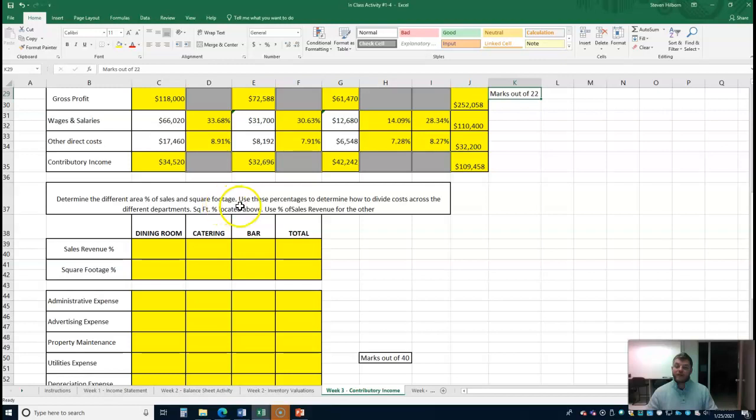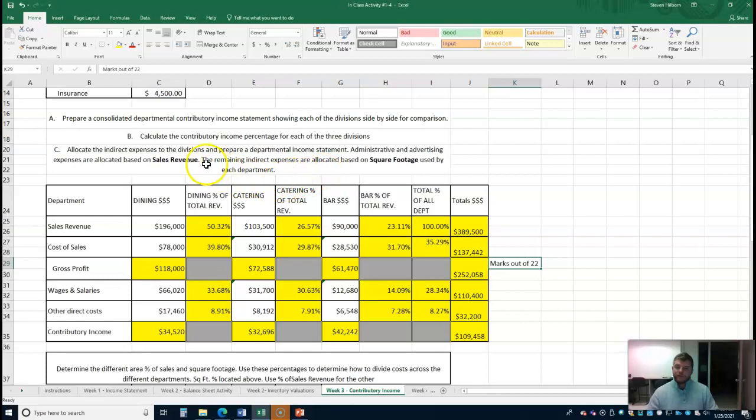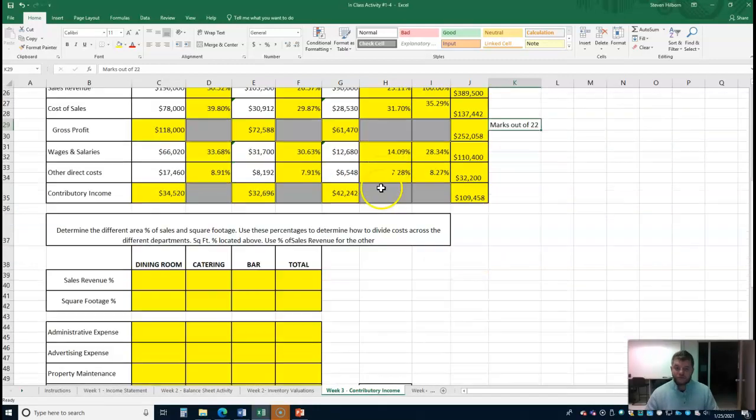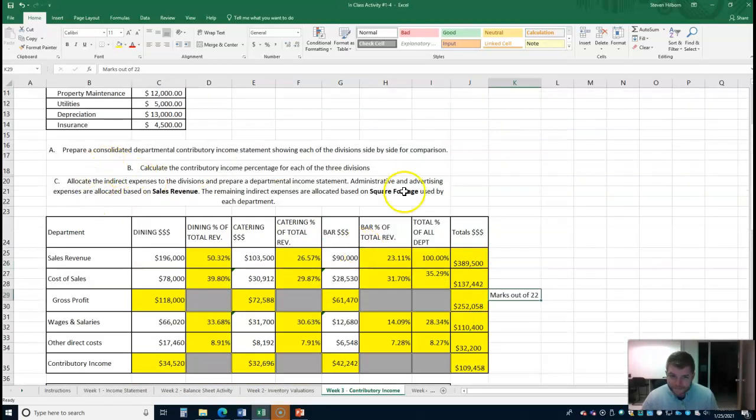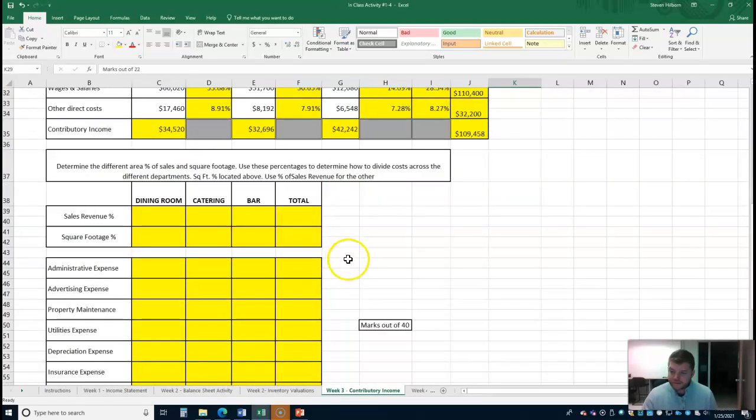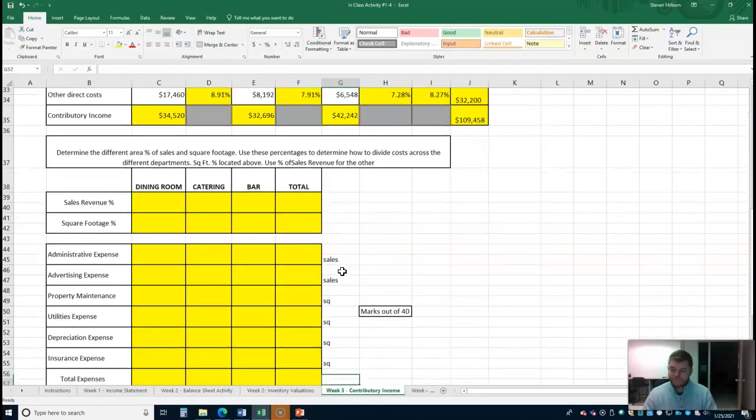Square footage is located above. Use the sales or revenue for the other. So it says allocate the indirect expenses, the divisions, and prepare a departmental income statement. Administrative and advertising expenses are allocated to sales revenue. The remaining indirect expenses are allocated on square footage. So which ones were they? Administrative and advertising. So I might just even go here and say sales, and these are all going to be square footage, just so I remember.